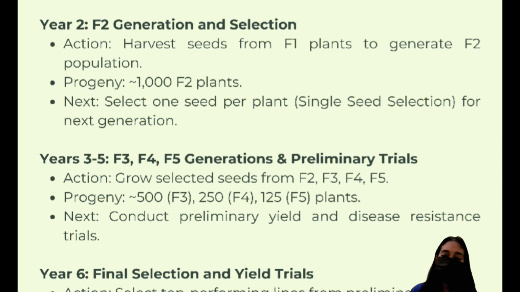As we move into years 3 through 5, we continue growing the selected seeds from F2, F3, F4 and F5 generations.